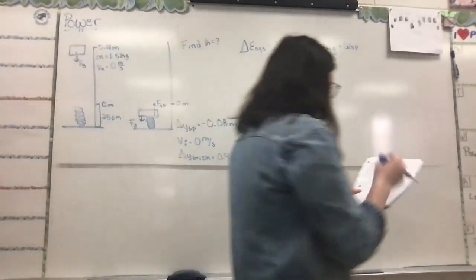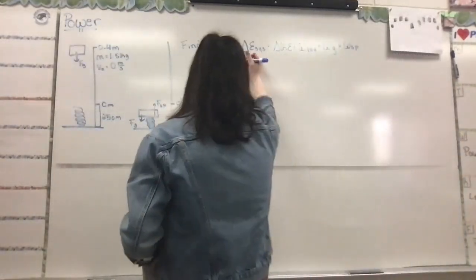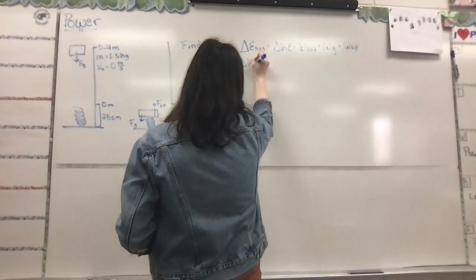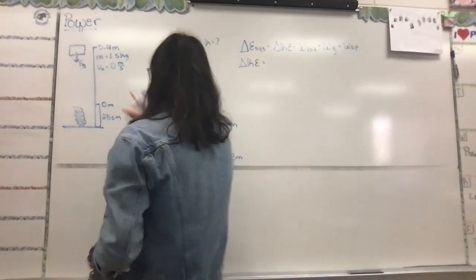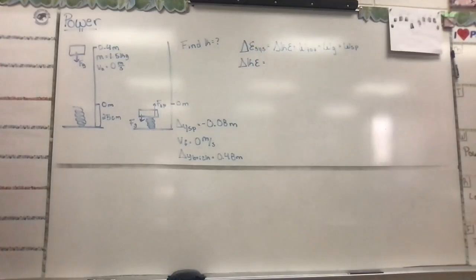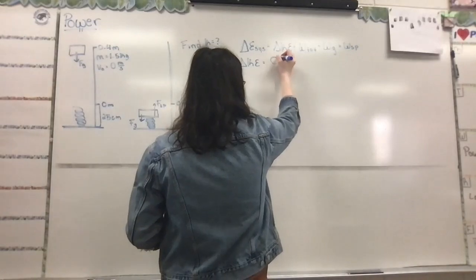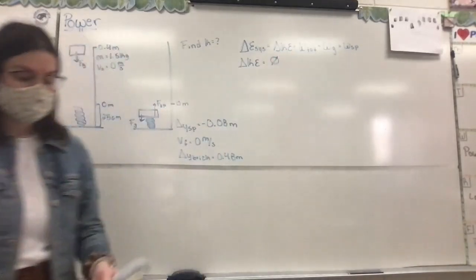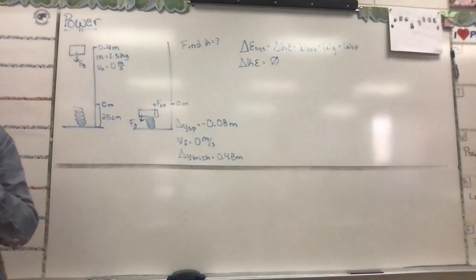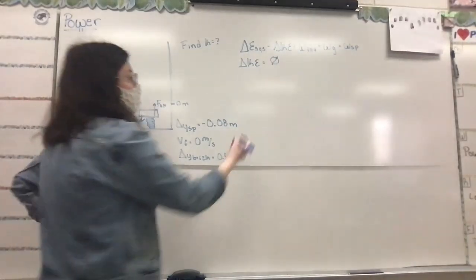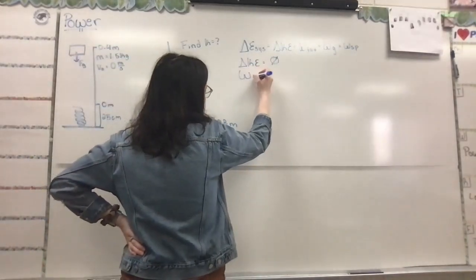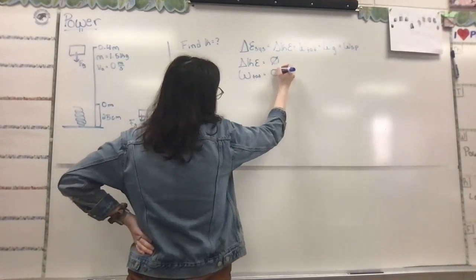Okay. Now, our change in kinetic energy. Do we have a change in kinetic energy? From the beginning to the end? No. Why don't we? Yeah, our initial velocity is zero, our final velocity is zero. So that means that our change in kinetic energy is going to be zero. Okay? Now, if our change in kinetic energy is zero, what is our total work done? Zero.